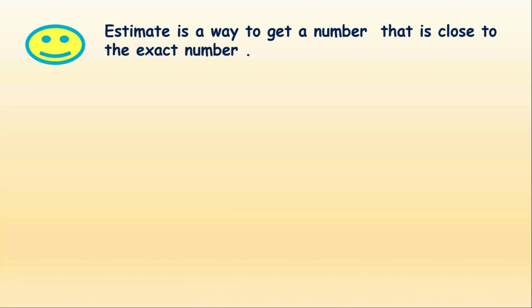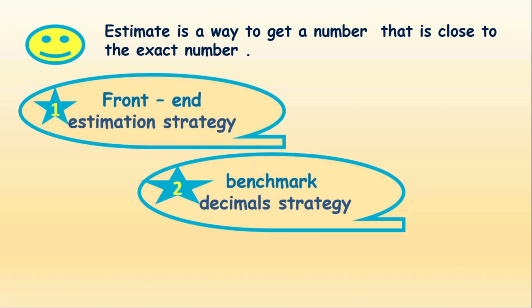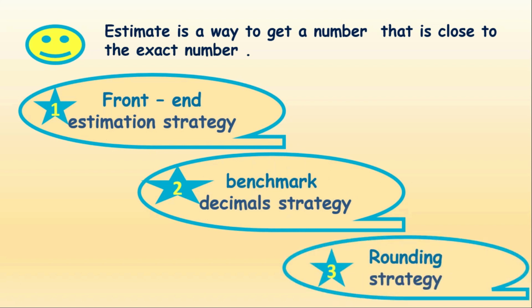But rounding is one strategy out of 3 strategies that we're going to study today. So today we have 3 strategies of estimation. The first one is front-end estimation, the second one is the benchmark decimals strategy, and the last one is the rounding strategy. Now let's look at the first strategy, front-end estimation.